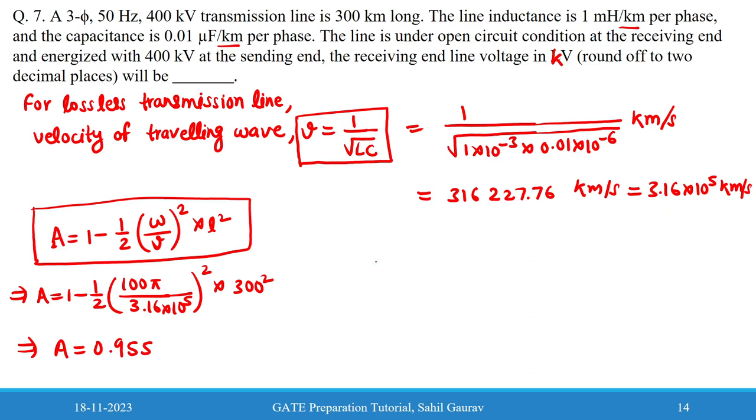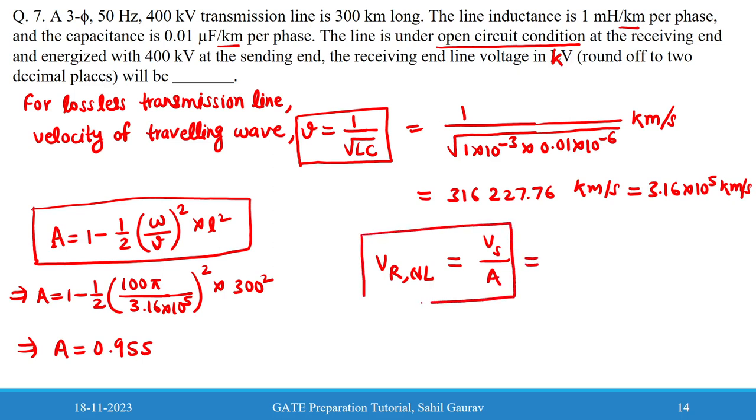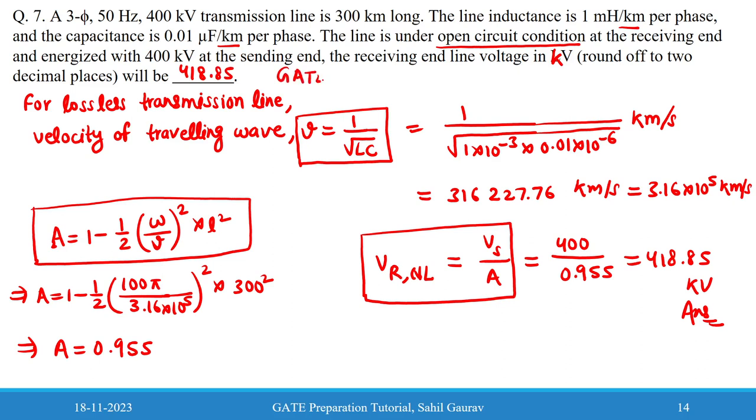And we all know that if the receiving end is at no load, it is in open circuit condition. So we have to find this receiving voltage at no load. It is the ratio of Vs divided by A. So VR at no load is equal to Vs divided by A. So Vs is equal to 400 divided by A, which is 0.955. So it is coming as 418.85 kilovolt. So this is the final answer, 418.85 kilovolt. And this was asked in GATE 2019, and it is of 2 marks.